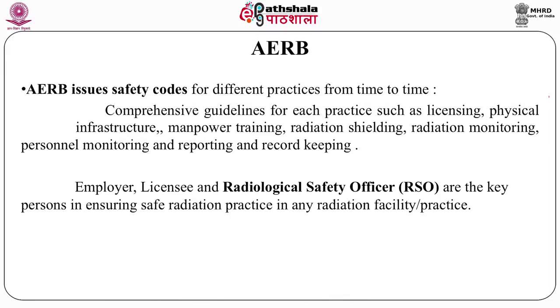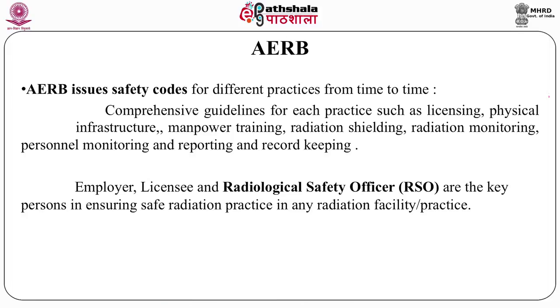How does AERB accomplish its task? AERB issues safety codes for different radiation practices from time to time. And these safety codes contain comprehensive guidelines for each practice. That is, how to get a license to operate radiation equipment, what should be the physical infrastructure, what should be the manpower training, what kind of shielding and other radiation protection measures, radiation monitoring, personal monitoring, and reporting and record keeping should be carried out before an institution starts a radiation practice.